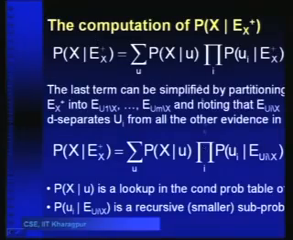So if we look at this again, this second term is going to be rewritten like this. Now, this term P(X | U) is a lookup in the conditional probability table of X, and this is a recursively smaller subproblem.